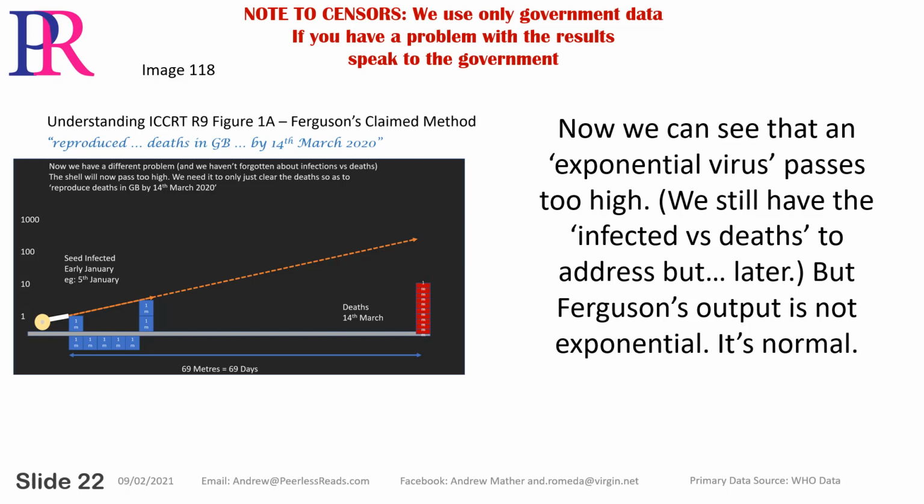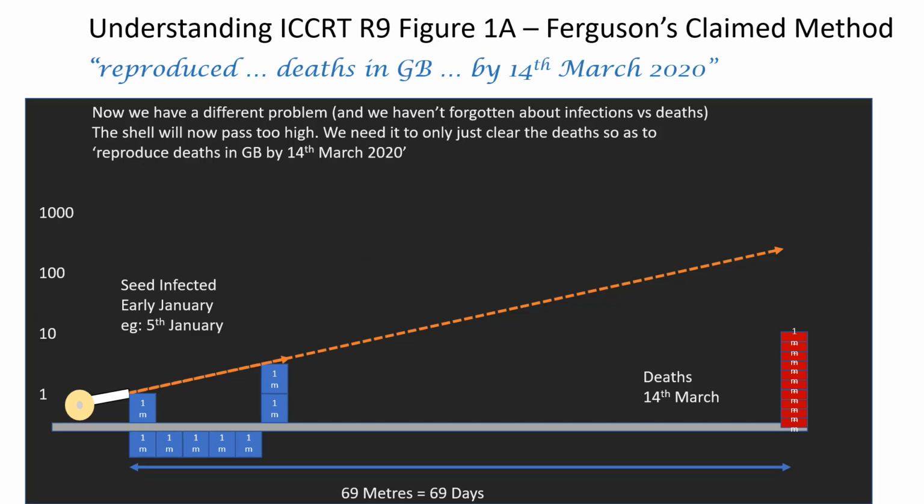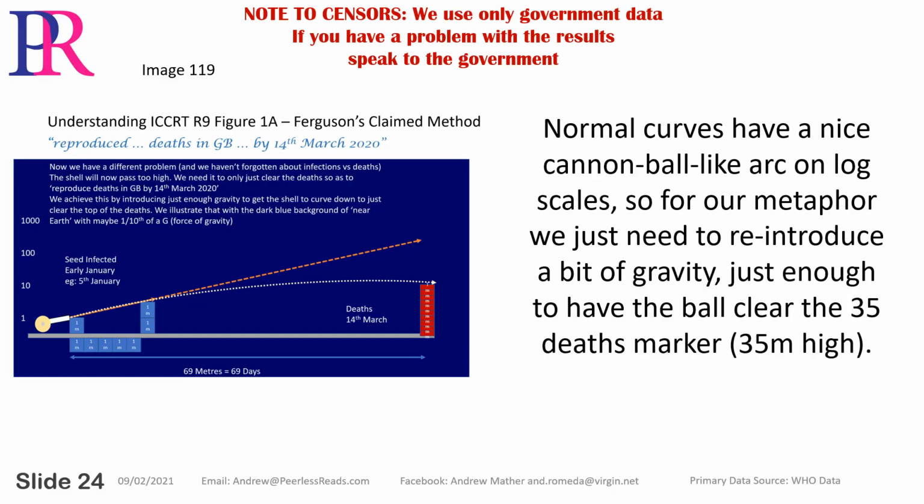But Ferguson's output is not exponential, it's normal. Normal curves have a nice cannonball-like arc on log scales, so for our metaphor we just need to reintroduce a bit of gravity, just enough to have the ball clear the 35 deaths marker, 35 meters high.